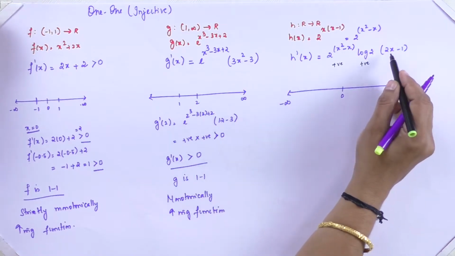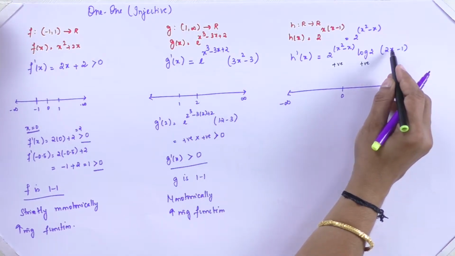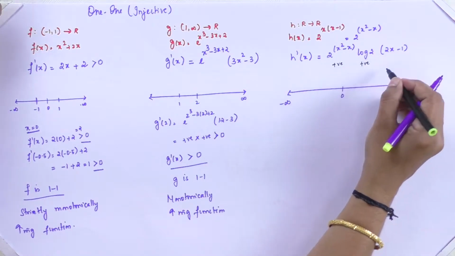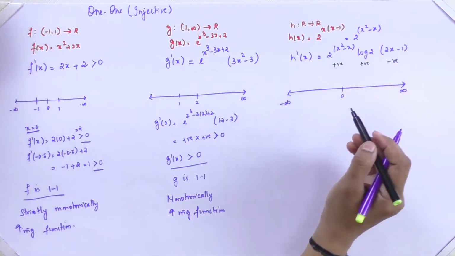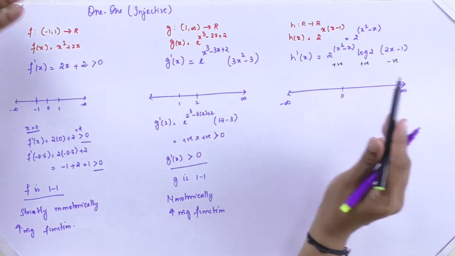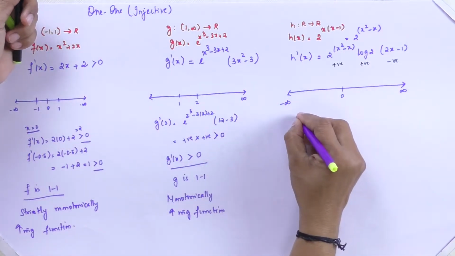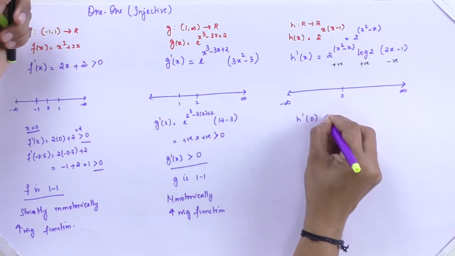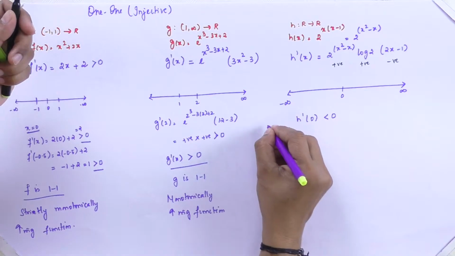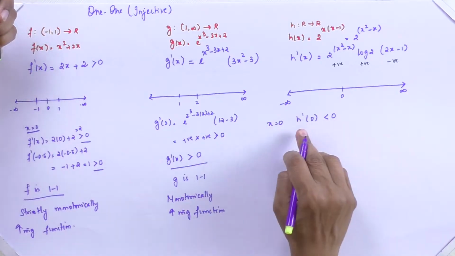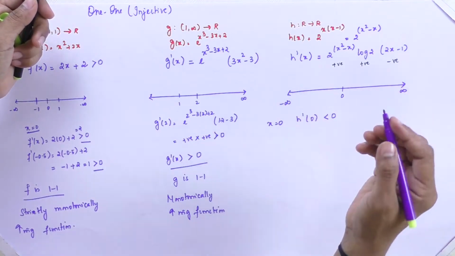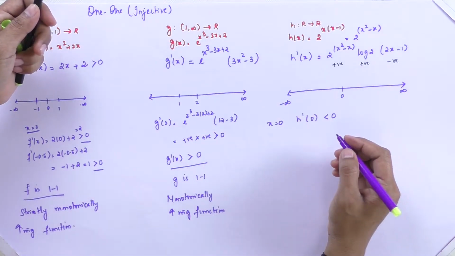Now if you substitute x equal to 0 in 2x minus 1, what do you get? 2 into 0 becomes 0, 0 minus 1 gives a negative. So the product of 2 positives with 1 negative gives only a negative number. So my h dash of 0 will be less than 0 when I take x to be 0.